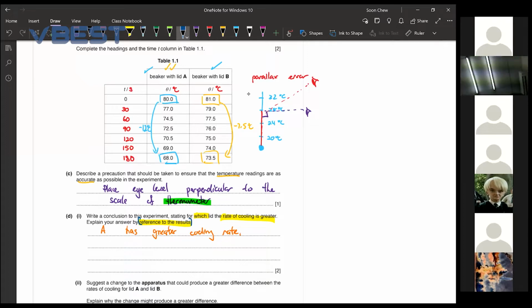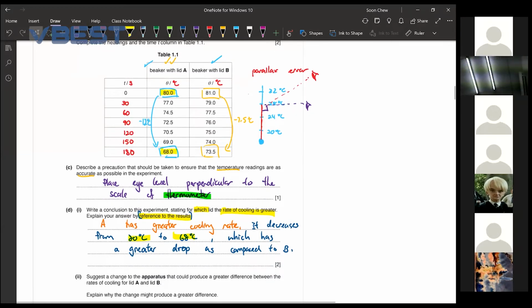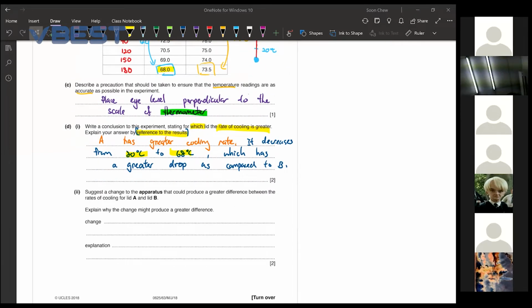So you just plug in some values for them. You can say that it decreases from 80 to 68 degrees Celsius, which has a greater drop as compared to B. Once you write down some values referring to A, then you are good already. And now we can move on to part number 2 as well.